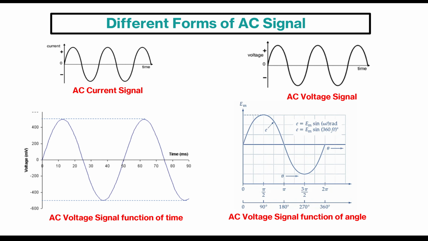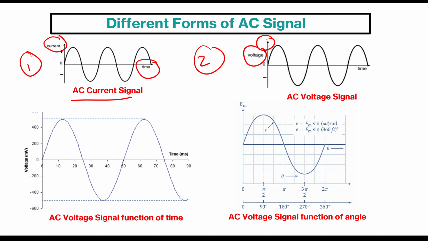Now, the different forms of the AC signal. This is form number 1, and in this form on the y-axis there is a current. So the meaning is this is a current signal, and on the x-axis the time is there. So this is an AC current signal. Here, number 2, on the y-axis the voltage is taken, so this is the voltage signal, and on the x-axis the time is taken. So this is the AC voltage signal.